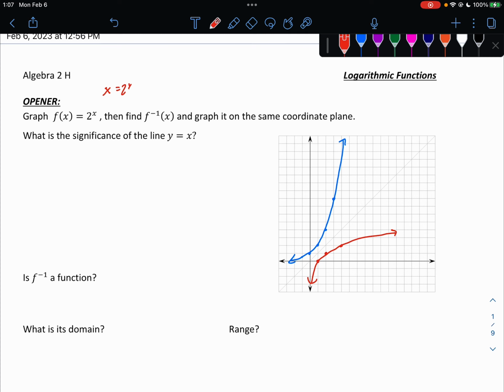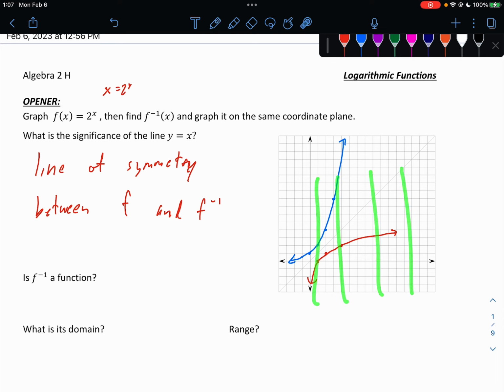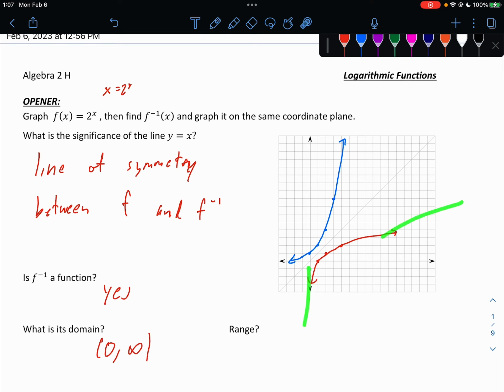So a couple questions. What's the significance of the line y equals x? That line is a line of symmetry between f and f inverse. Is f inverse a function? Well, let's see. Looks to me like it passes the vertical line test. So yes. The domain looks like it's all positive, 0 to infinity. And the range is going to go down forever and up forever, so negative infinity to infinity.